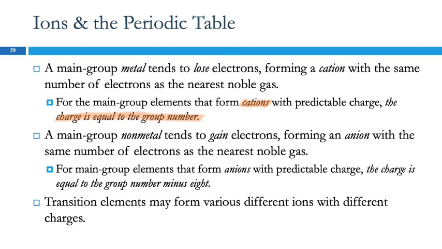Main group nonmetals tend to gain electrons. They're going to form anions then. And they're also going to have the same number of electrons as the nearest noble gas. So one way to remember this is these form anions, and the charge is equal to the group number minus 8. The transition elements are not very predictable.